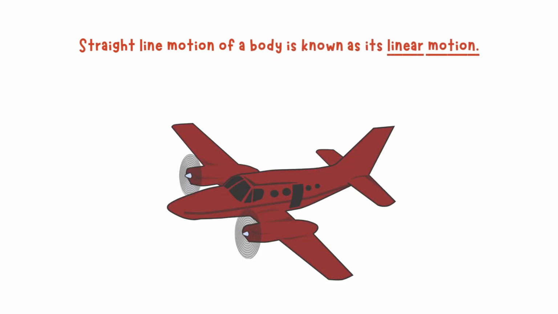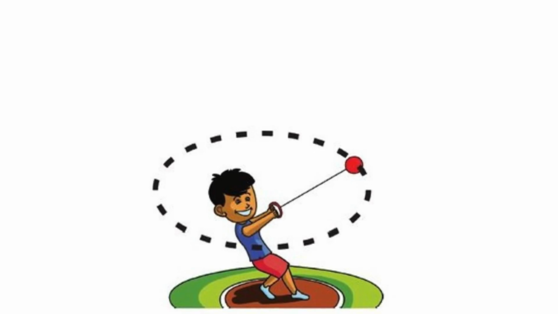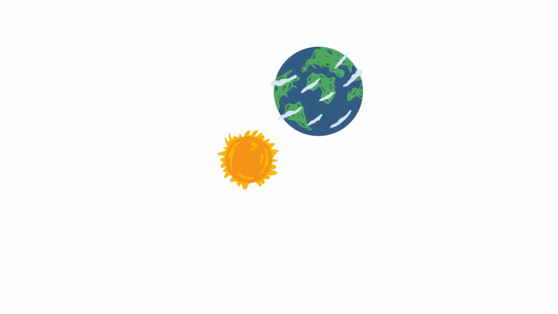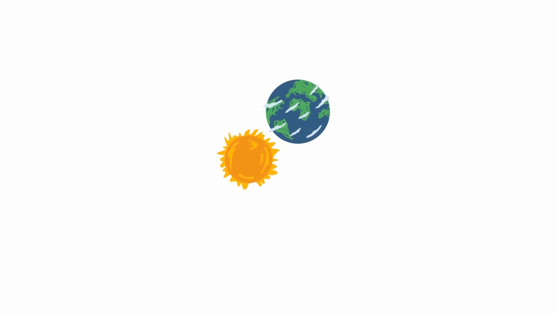We come across many objects which are moving in a straight line. The motion of objects such as aeroplanes flying straight in air and objects falling vertically down are also examples of linear motion. When an object is attached to a rope and swung in circles, it undergoes circular motion. Circular motion refers to the movement of an object along a circular path. In this type of motion, the object continuously changes its direction, but the distance from a fixed point remains constant. In the case of Earth moving around the Sun, we can consider Earth as a particle and the motion as circular motion.